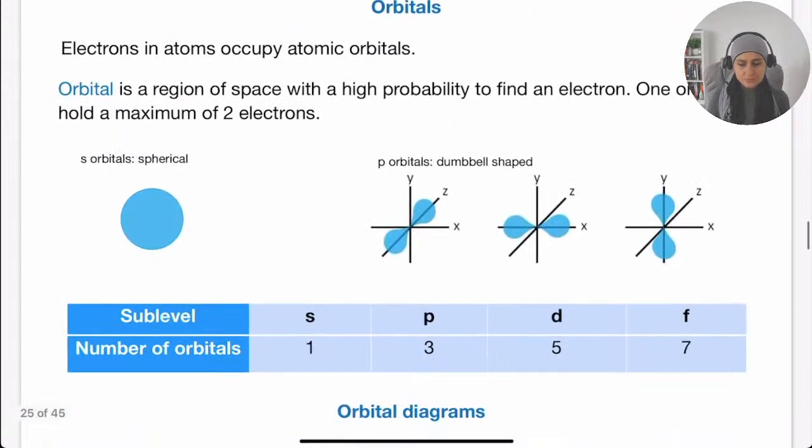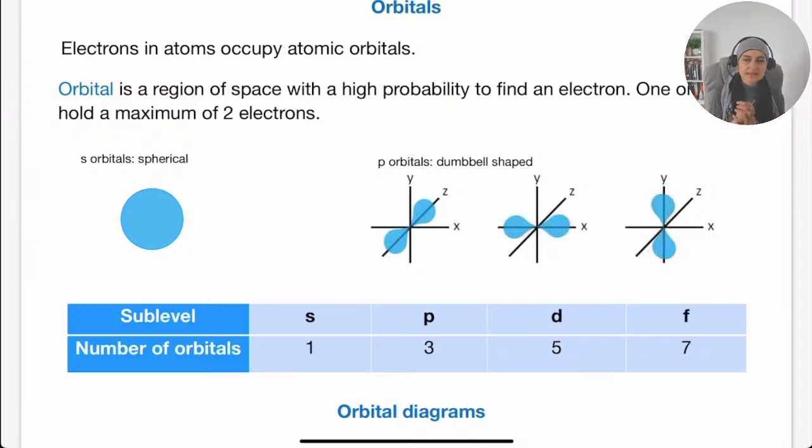Now the orbitals. So we understand that there are energy levels, there are energy sublevels, and now if we zoom in, we'll see that there are orbitals. So orbitals are basically regions of space that are occupied by electrons. And we need to know the shapes of the orbitals. So we need to know that s orbitals are spherical, p orbitals are dumbbell shaped, and there are three types of p orbitals: px, py, and pz. So this is the pz orbital. It's a dumbbell shaped orbital that is aligned with the z-axis. Px is aligned with the x-axis, py with the y-axis.